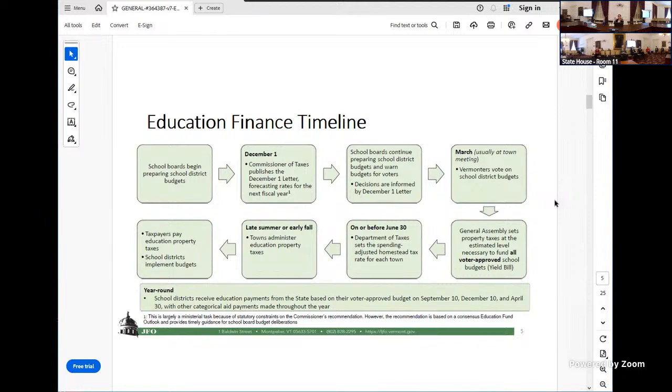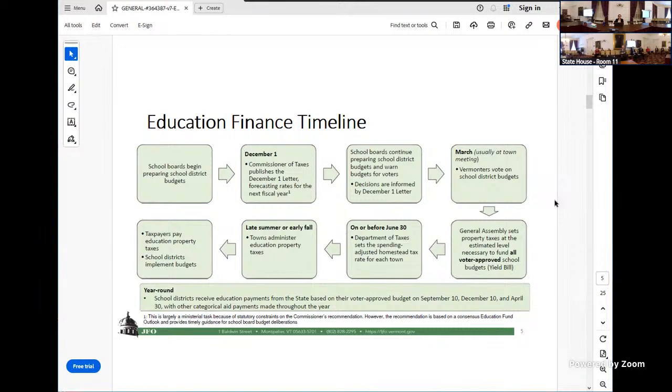But now thinking about the education finance timeline within a year, and how it works. In some ways, it's arbitrary where I picked the starting block to be, because this is really a circular process. But intuitively, I think it's helpful to think about where school boards start to prepare their budgets. They begin preparing their budgets usually in early fall, and they're preparing those budgets over the course of the fall.